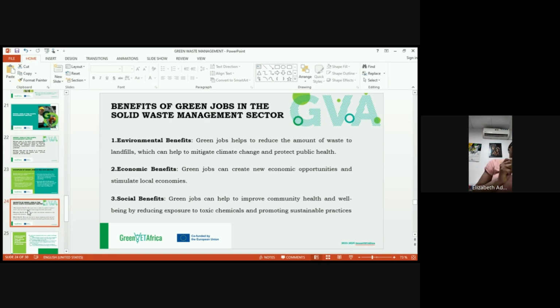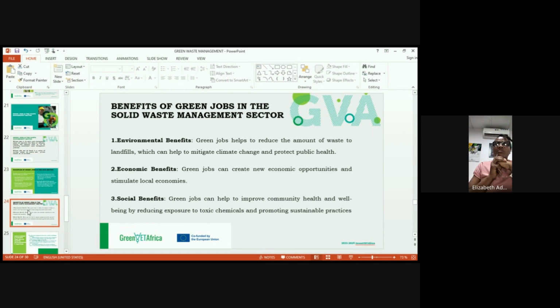So what are the benefits of green jobs in the solid waste management sector? We have environmental benefits, the economic benefits, and then the social benefits. So I'm going to project my slide, and then I will ask for more contribution. When we talk about environmental benefits, green jobs help to reduce the amount of waste to landfill, which can help to mitigate climate change and protect public health. In terms of economic benefits, it creates new economic opportunities and stimulates local economies.